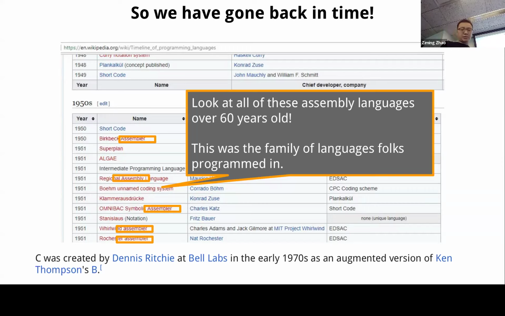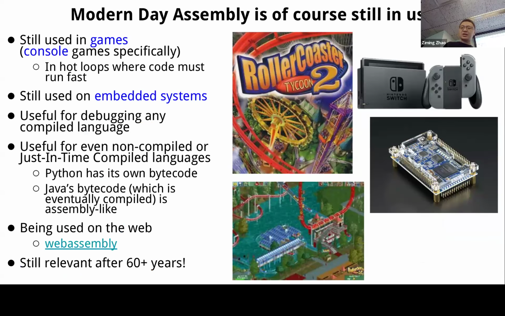So I believe the inventors of C also got the Turing Award for inventing C and Unix at the same time, I believe.